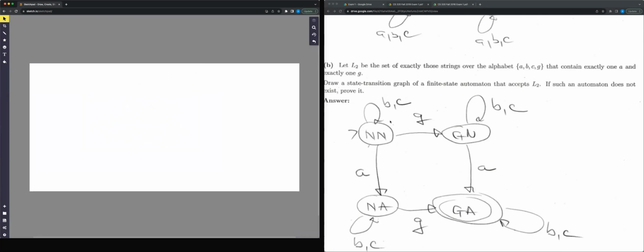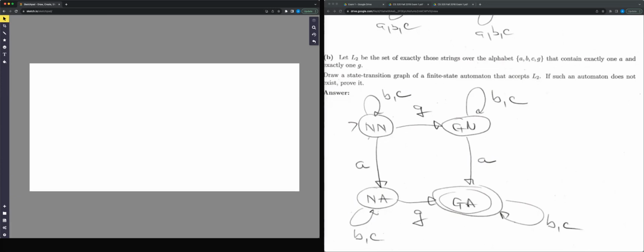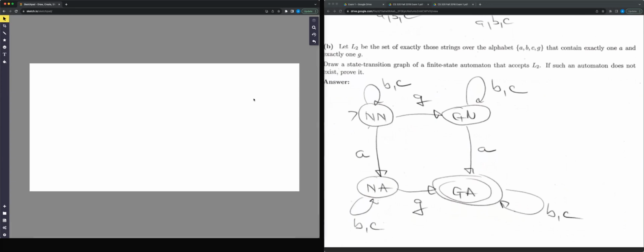Okay, so you don't need to label your states like she did here. The thing is that the labels make a lot of sense though for understanding the answer. So this is none of, like, no A, no G. This is G, no A. This is A, no G. This is G and A. And from there, it makes a lot of sense, right? So you're only ever in one of the four states, right?